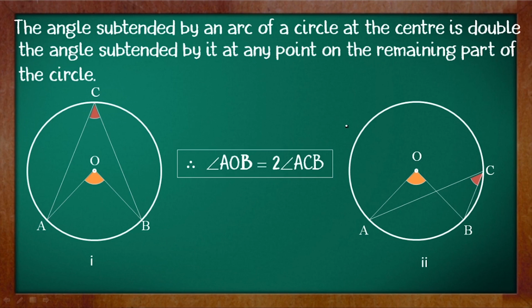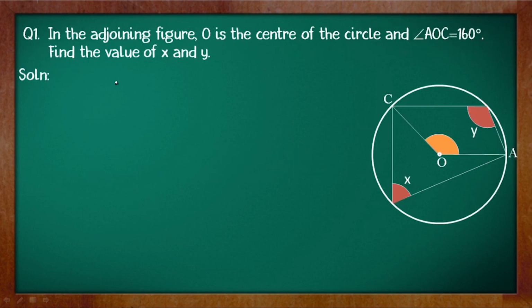So let us see the first question. In this question, it is given that in the adjoining figure, O is the center of the circle and angle AOC is 160 degrees. We need to find the value of x and y. So this angle here is given as 160 degrees and we need to find the value of x and y.